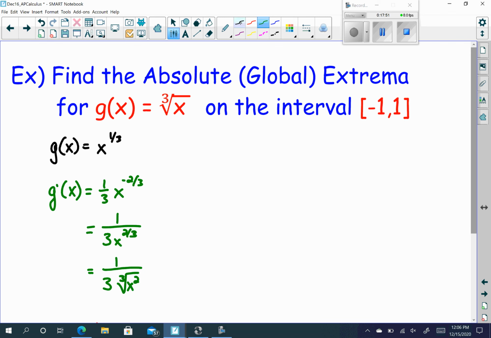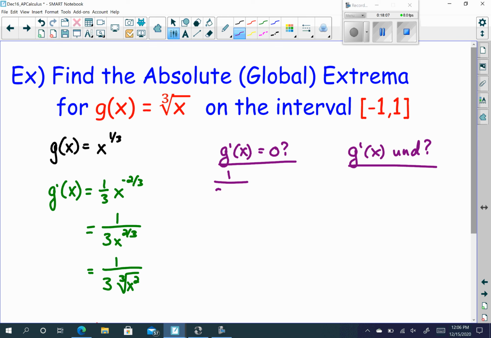So now we have two questions to ask ourselves. First, is g prime of x ever equal to 0? Next, is g prime of x ever undefined? So we have a fraction here. So if we were to set 1/3 times the cube root of x squared equal to 0, I could think of this as two fractions if I put 0 over 1. Or if I just multiply both sides by the denominator, I pretty much would get 1 is equal to 0, which is a false statement.